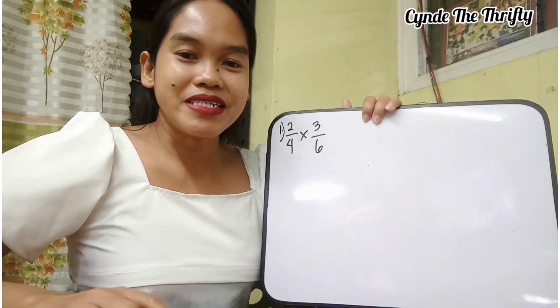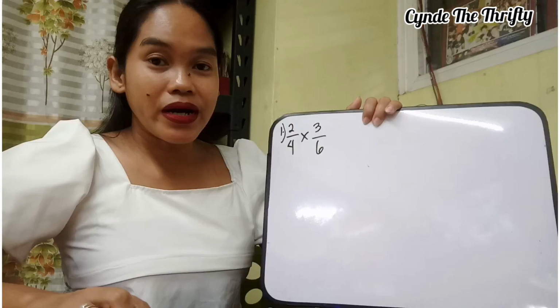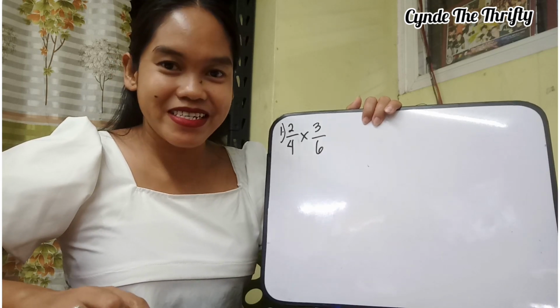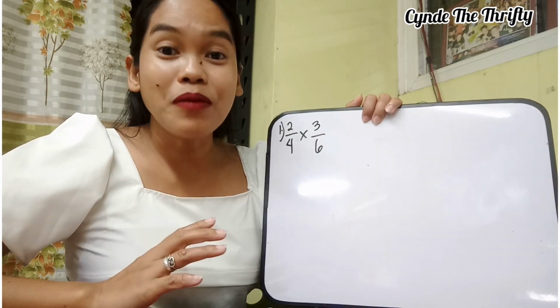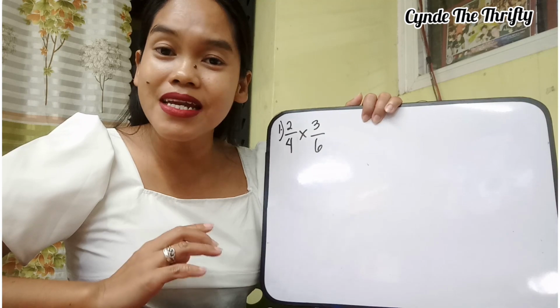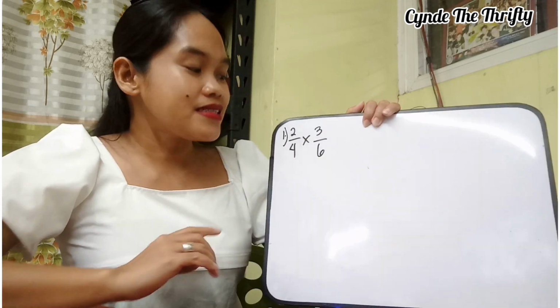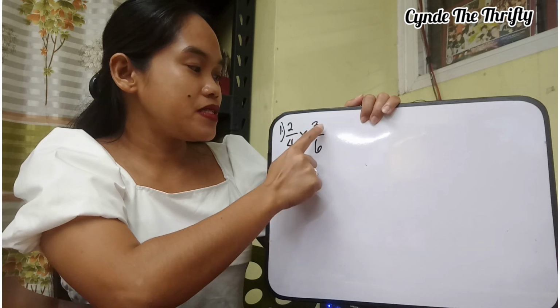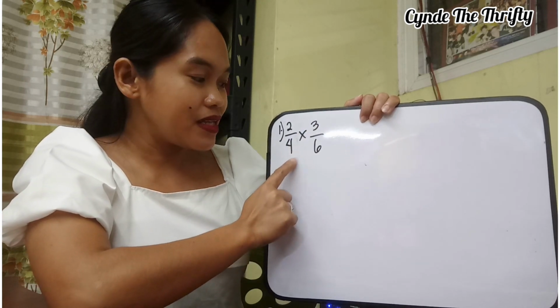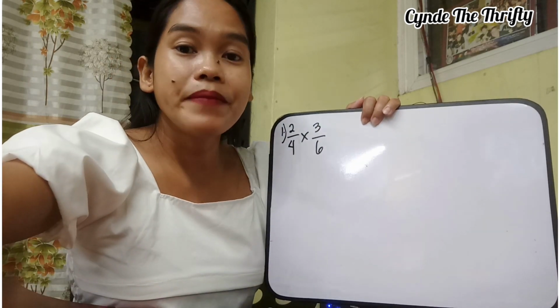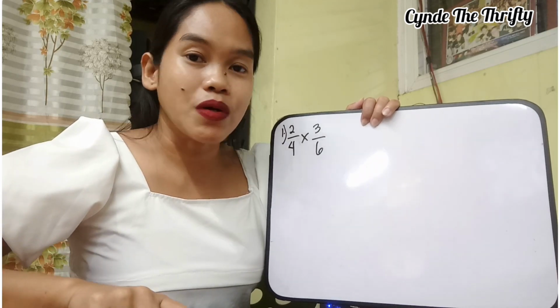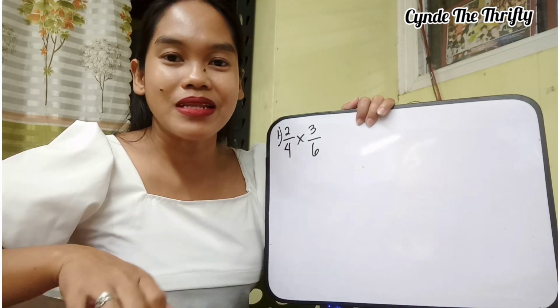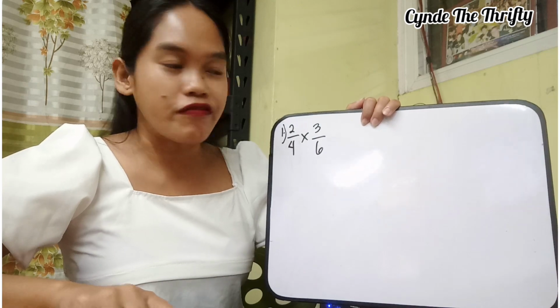Okay, so let's go to our example. We have 2/4 times 3/6. Gaya nga ng sabi ko, multiplication of fractions yung pinakamadali sa lahat. Bakit? Kasi ang ating numerator dito sa taas, atin siyang i-multiply. Pagkatapos ang ating denominator is i-multiply din natin. Pagkatapos i-reduce into lowest term yung ating sagot at yun na yung sagot natin. Ganun lang kadali yung multiplication of fractions.